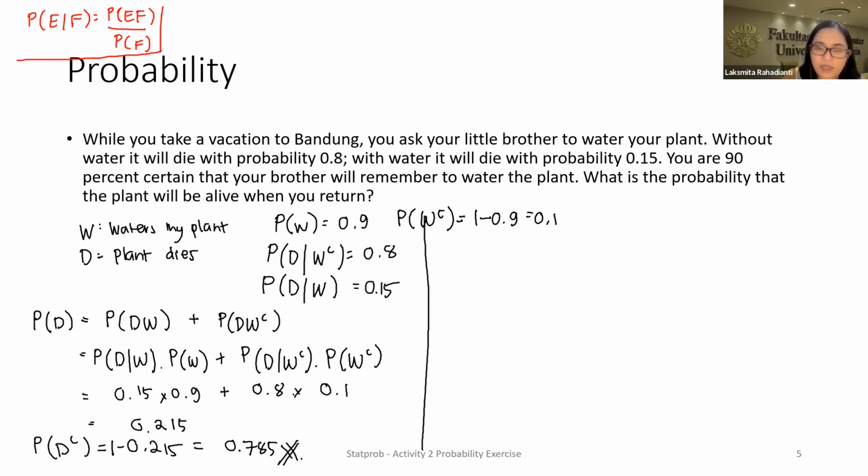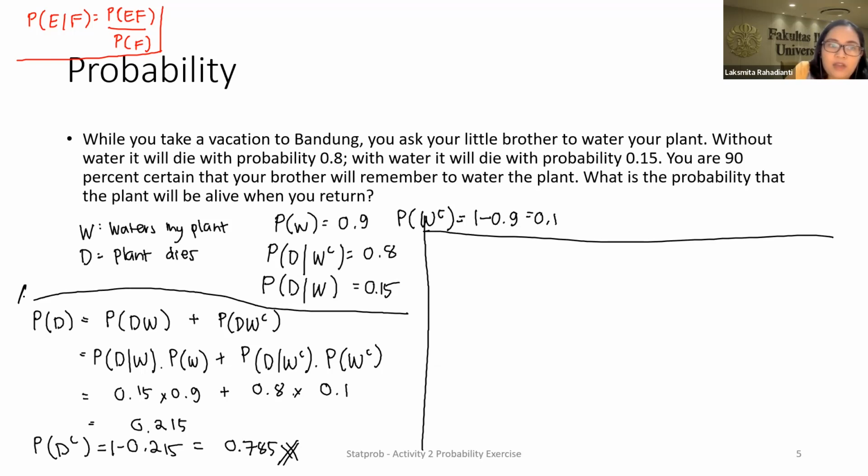Any questions up until here? This is solution method A. I'm going to go over solution B again. Anyone?